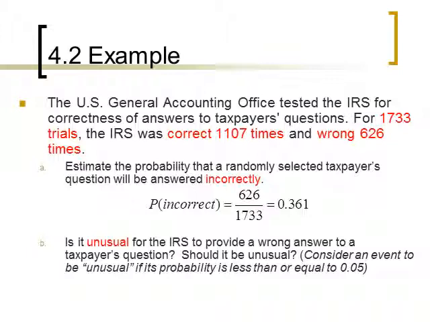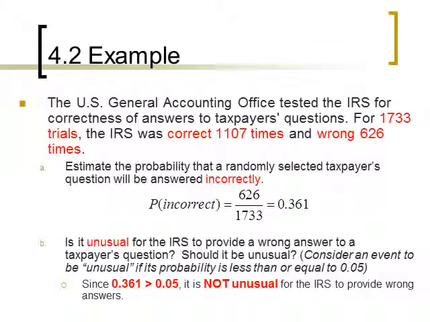So let's look at the probability that we got as our answer. It was 0.361. That's about 36%. So that means, is it unusual for the IRS to be wrong? Well, since 0.361 is greater than 0.05, it's not unusual. And so that would not be very comforting to me to know that it's not unusual for the IRS to provide wrong answers.